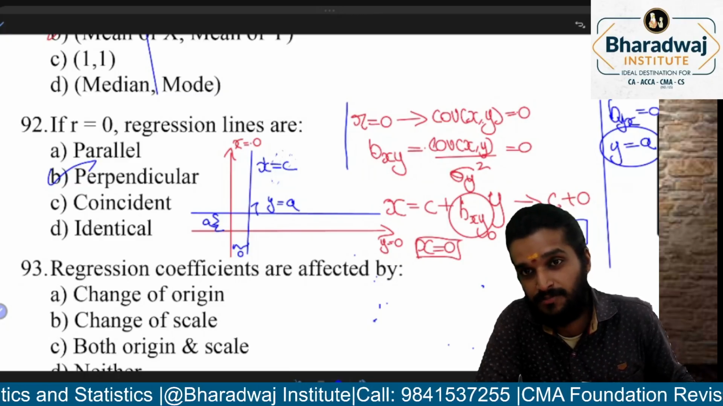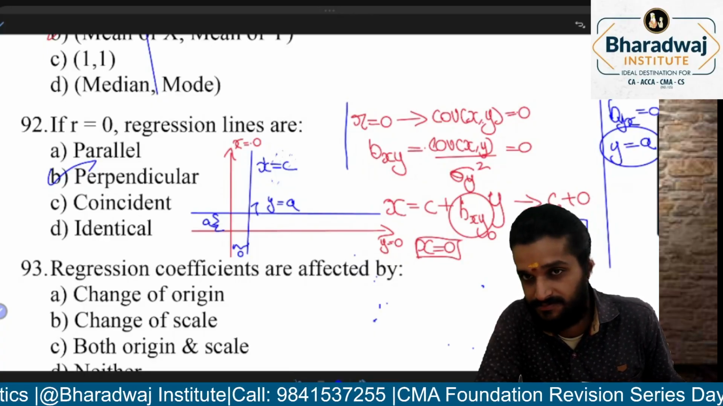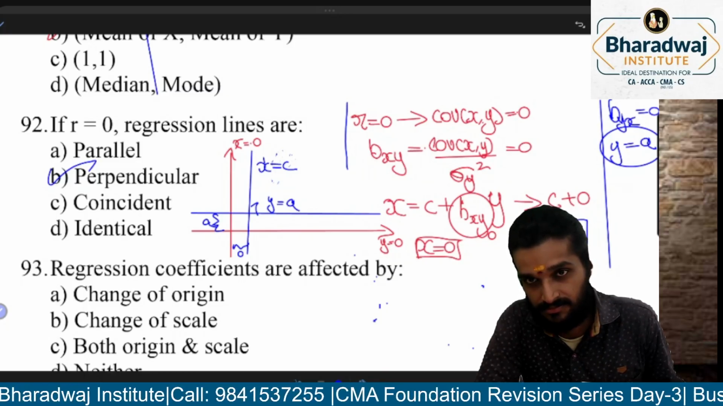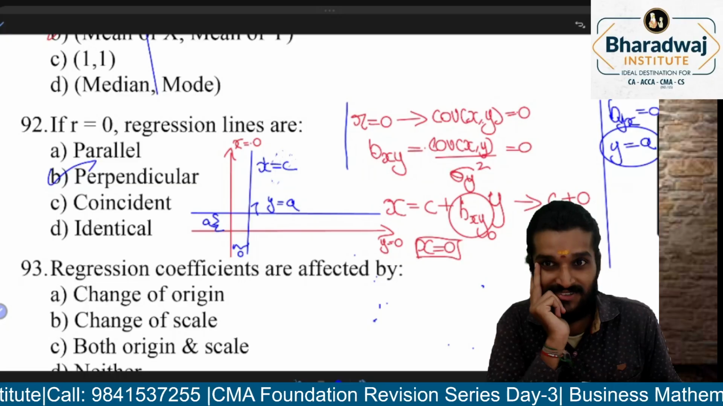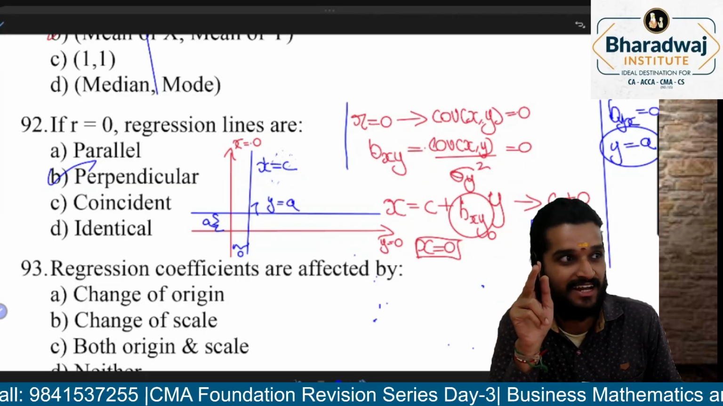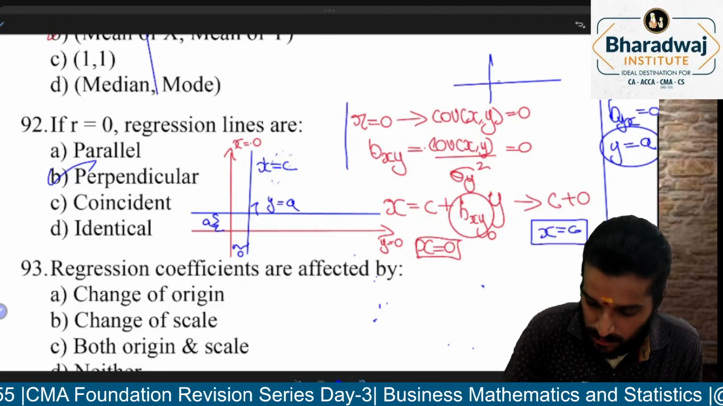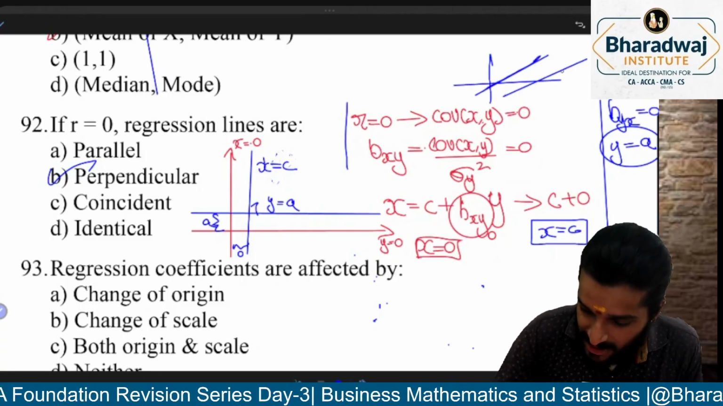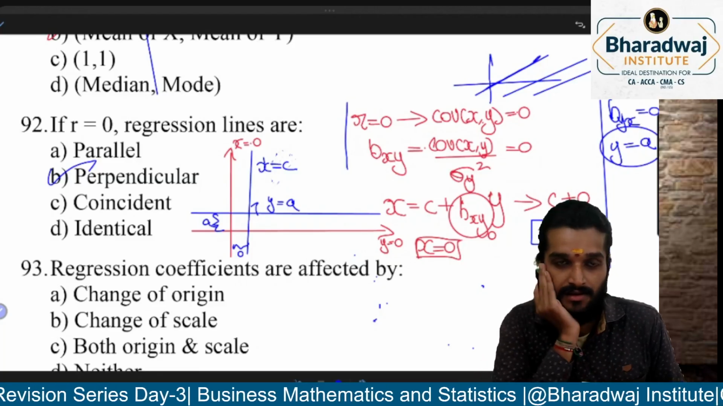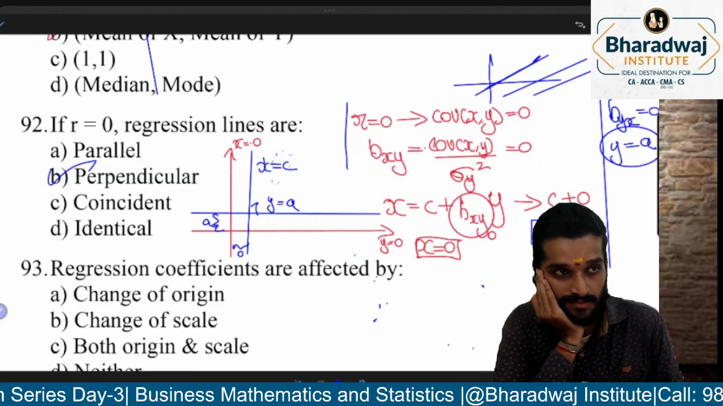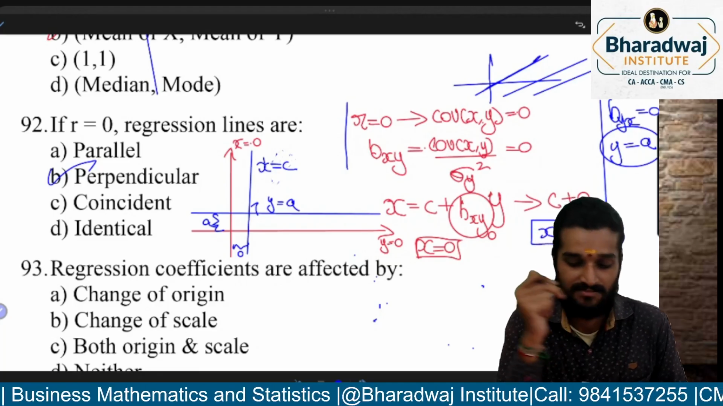But you thought the answer should be parallel. Okay. Parallel, same direction, so r is 0. If r is exactly plus 1, it can be coincident or it can be parallel also. It can be like this or it can be like this. Can I proceed?